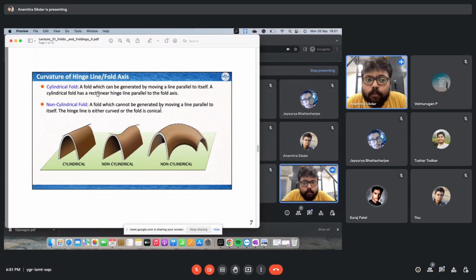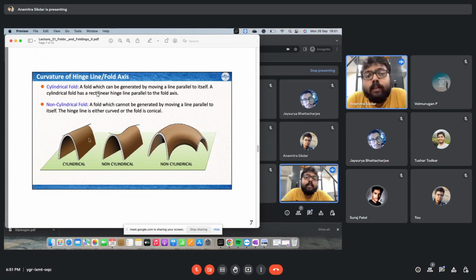In case of non-cylindrical fold, you won't have a uniform fold axis. You have a fold axis here. If you measure the fold axis, it will be plunging inside the screen. And if you measure the fold axis here, it will be plunging outward from the screen, right? And here if you measure the fold axis, it is always varying, right? So here the fold axis is oriented outward from the screen, here also outward, and here it is more or less parallel to the screen, right? So these are the non-cylindrical folds on the basis of fold axis. This is the curvature of the fold axis.